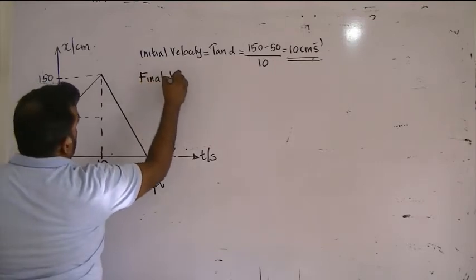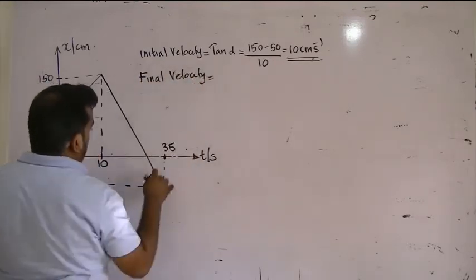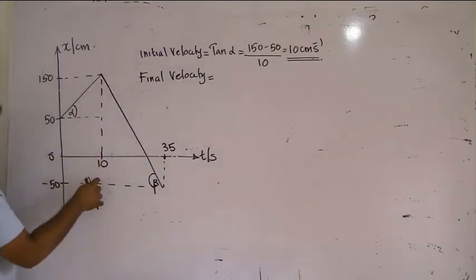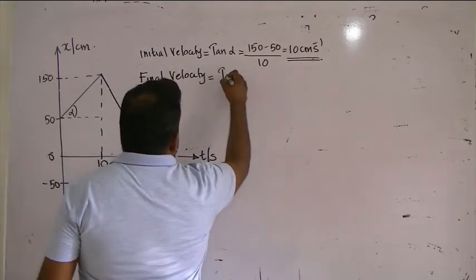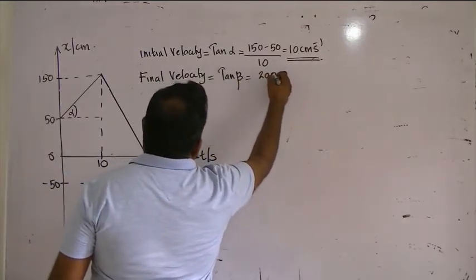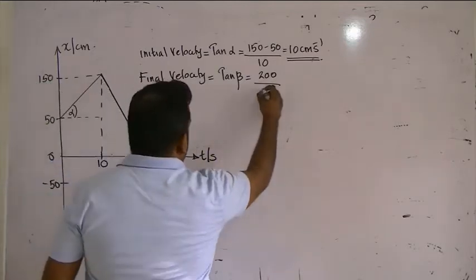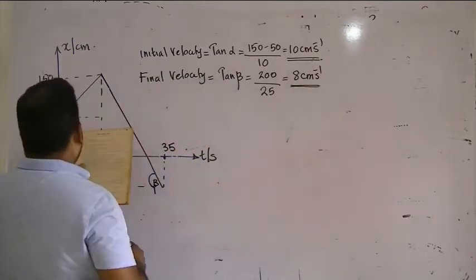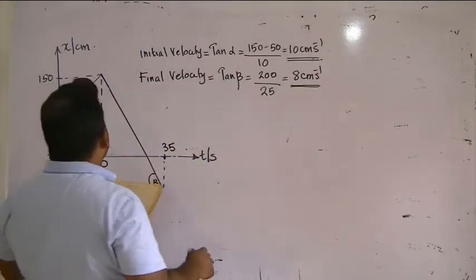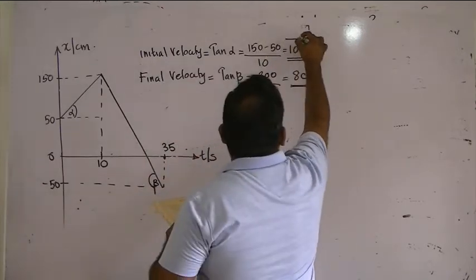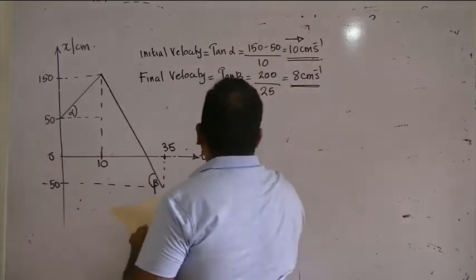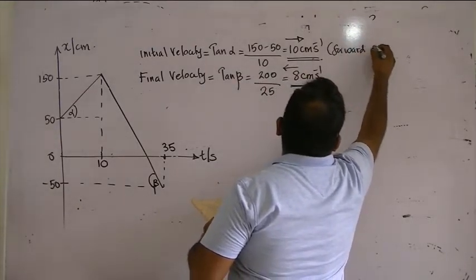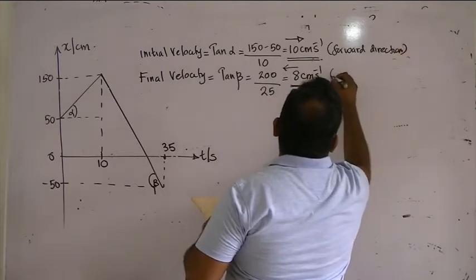Final velocity is equal to opposite, this complete height, 150 and 50, 200. Tan beta is 200 divided by 35 minus 10, which is 25. That is 8 centimeter per second. Are they asking velocities or speed? Velocities. Don't forget to put the direction. The forward direction is one way, and this is coming backwards, so it is the backward direction.